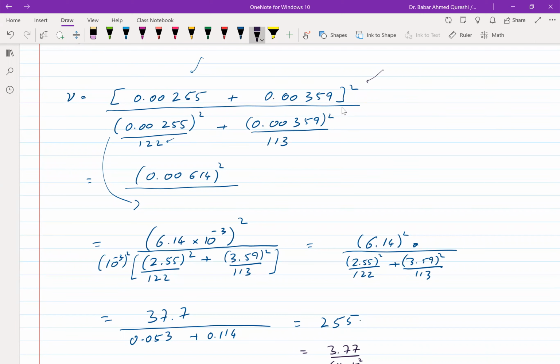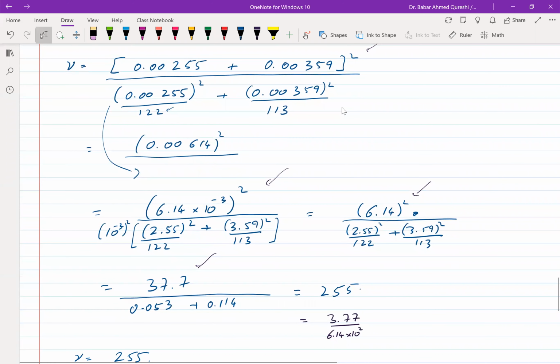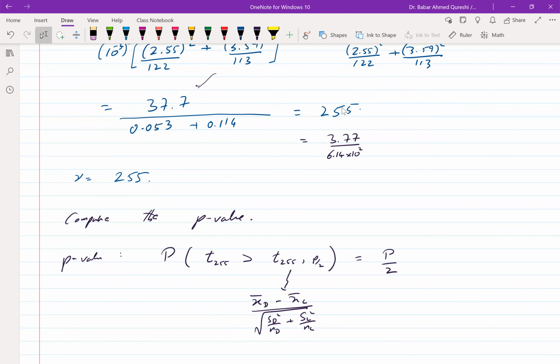Let me see if there could be a problem. There's this number, this number. I don't see any problem here. So 6.14 square is this: 2.55 square over 122. Can you do this? What do you get? 2.55 square divided by 122, I do get 0.053. 3.59 square divided by 113, I do get 0.114. So I think my calculation is correct. Anyway, whatever the calculation is, you will get a number according to that. But I think my calculation doesn't have a mistake.